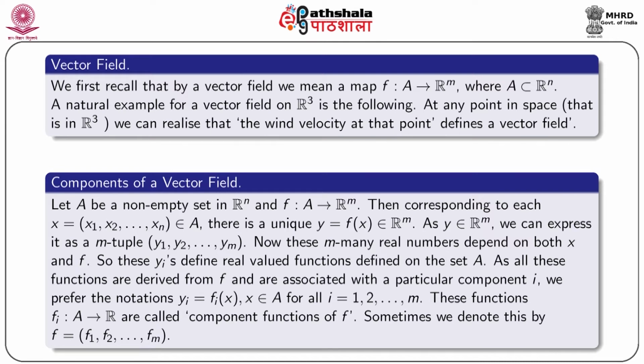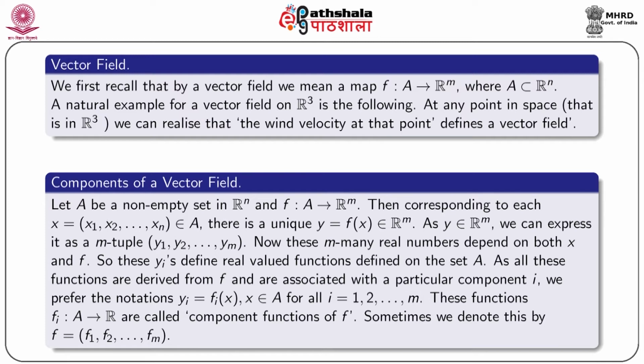So, a natural example for a vector field on R3 is the following. At any point in space, we can realize that the wind velocity at that point defines a vector field. Instead of considering the velocity of the wind, if we consider temperature, we would have a scalar field.